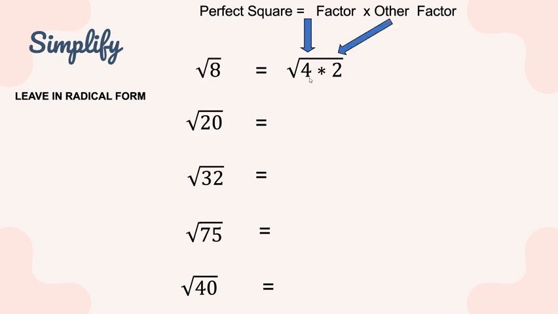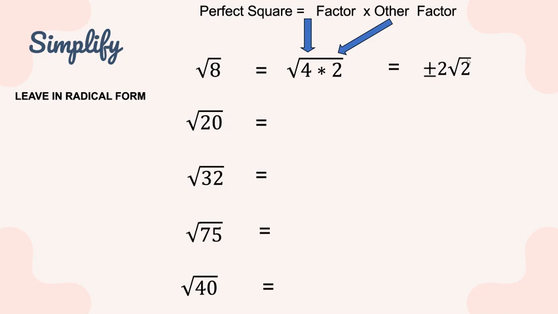And then I don't know what the square root of 2 is. It's an irrational number because 2 is not a perfect square. So I leave my answer as plus or minus 2, because that's what the square root of 4 is, times the square root of 2. So I've taken 8 and simplified it as much as possible.